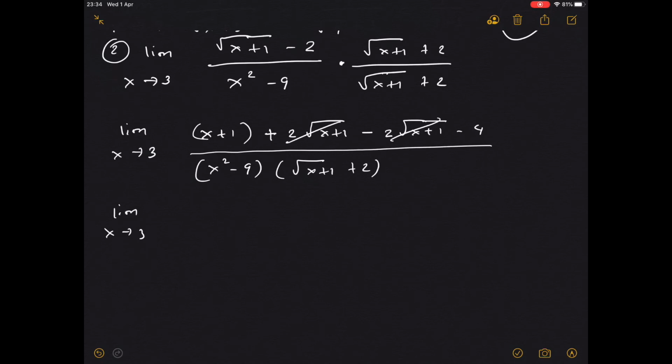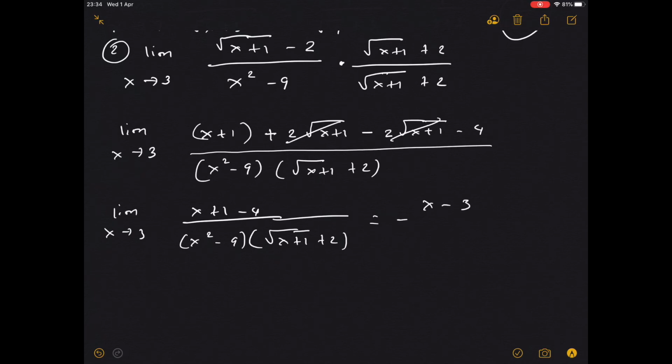So we will have only (x plus 1 minus 4) over (x squared minus 9) times 1 over (root x plus 1 plus 2). The numerator will be simplified to x minus 3, and the denominator, x squared minus 9, can be factored as x plus 3 and x minus 3. Then you will have root x plus 1 plus 2.